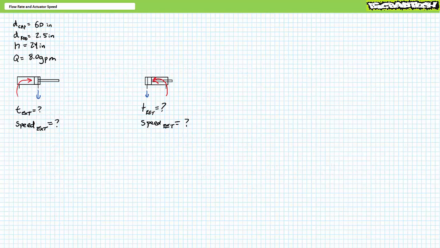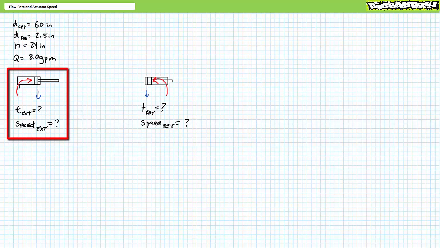Before we move on to discuss pumps and rotating hydraulic actuators, let's see if you're tracking with this illustrated example problem. Consider a double-acting hydraulic cylinder with the following dimensions: diameter cap of 6 inches, diameter rod of 2.5 inches, a travel length of 24 inches. Let's say the cylinder is subjected to a constant flow rate of 8 gallons per minute. See if you can solve for the time of extension, units of seconds, and the speed of extension, units of inches per second and feet per minute.